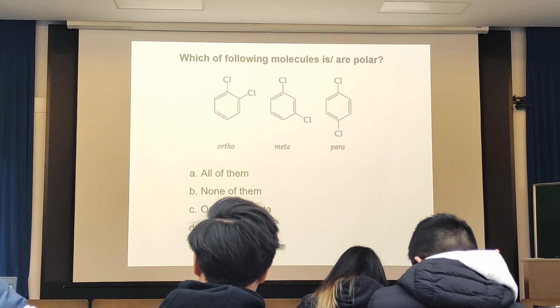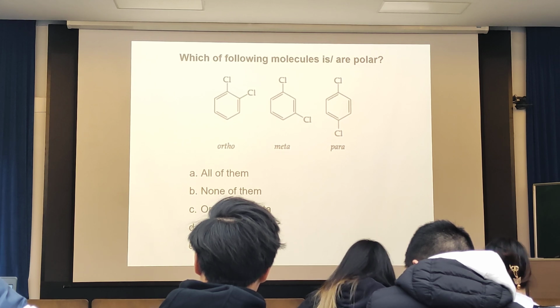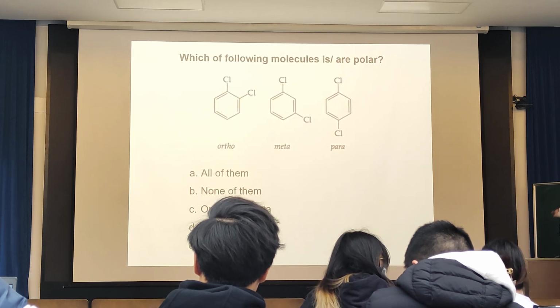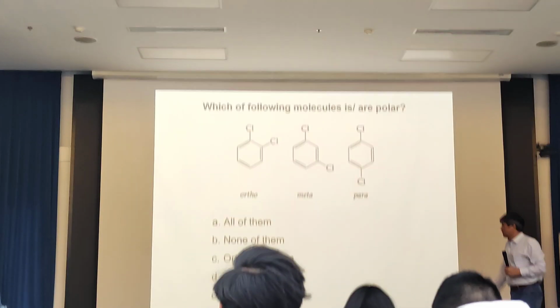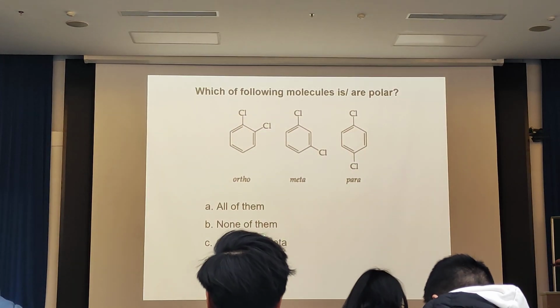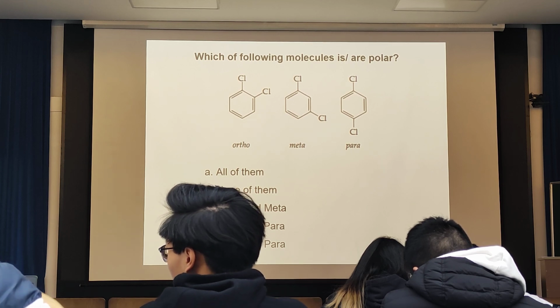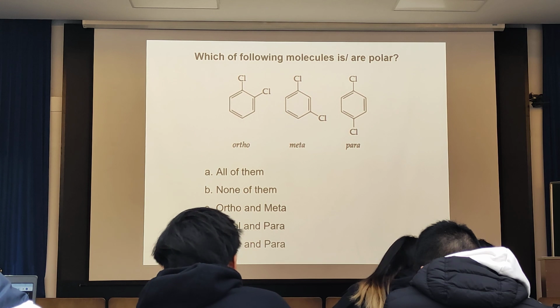What could be the correct answer? So the correct answer will be C, right? Ortho and meta, because if you take the addition of the two vectors, it will be 0. Okay? Okay or not?